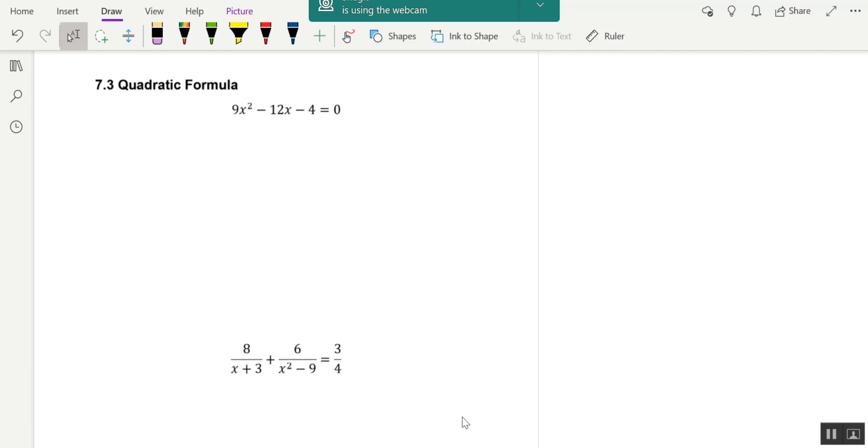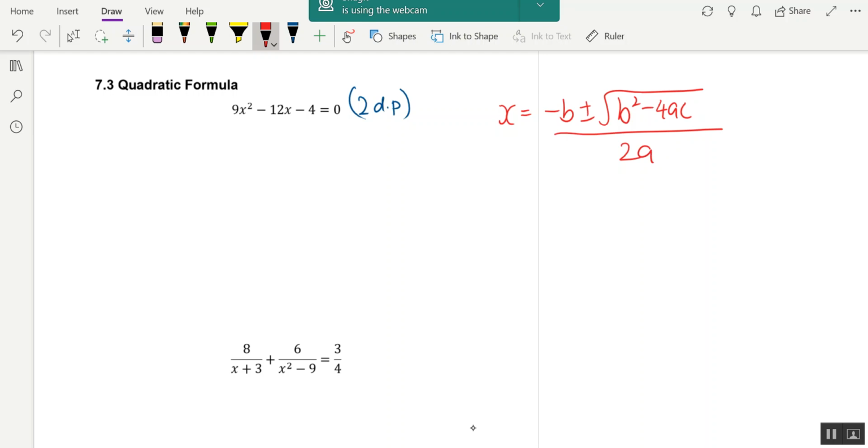When do we know to use the quadratic formula? It is when the question tells you to express the answer in 2 decimal places. Okay? Or there's actually another way, which I'm going to share with you right now. Before that, let's go through the quadratic formula. The quadratic formula is x equals minus b plus minus square root of b squared minus 4ac, over 2a. This you have to know by heart.